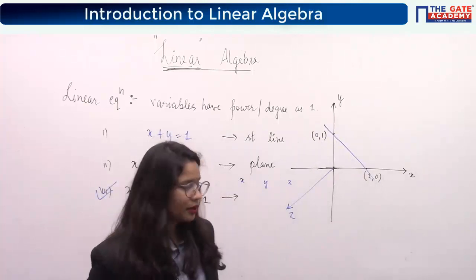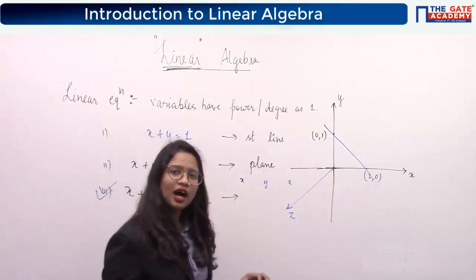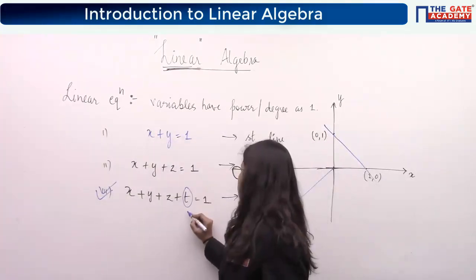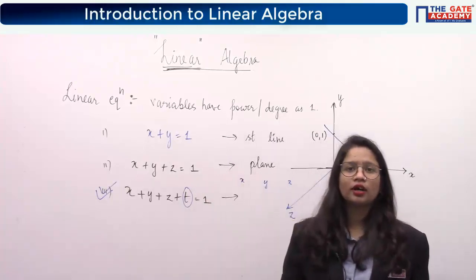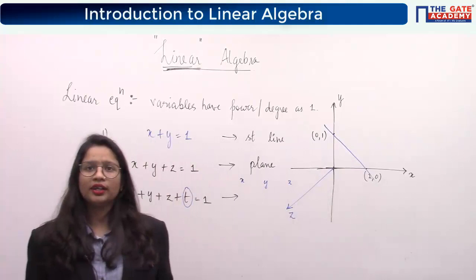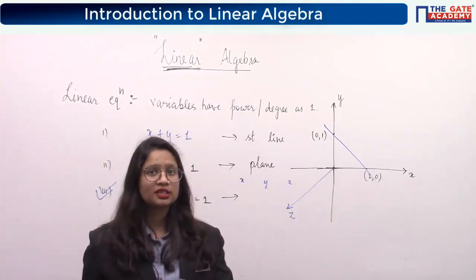But what about this one? Now we have a fourth variable. You don't have a graph in 4 dimensions. You can't draw a graph in 4 dimensions, so this cannot be drawn on a graph. Physically, what does it represent? Somewhat correct. It is representing 3 space plus time.